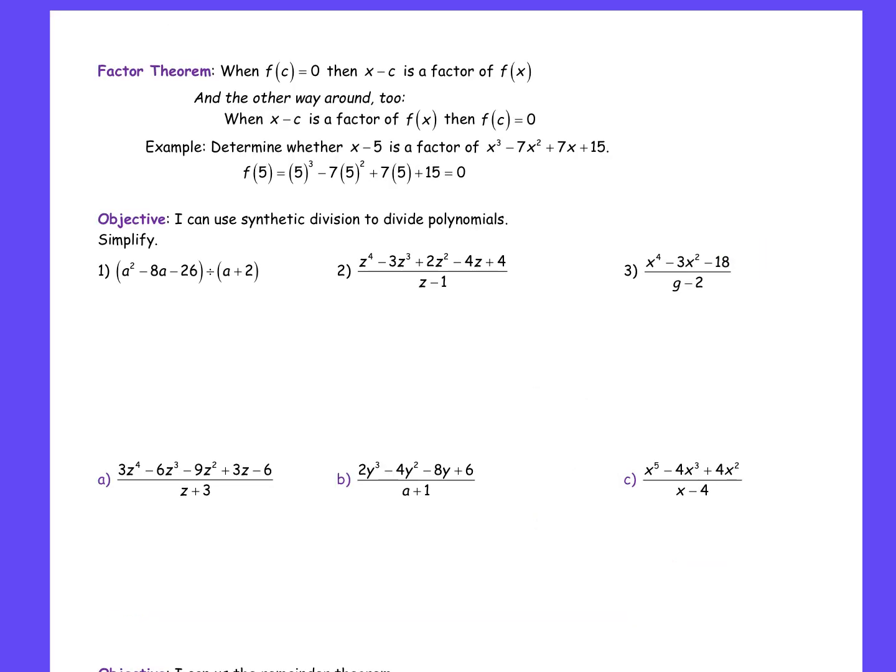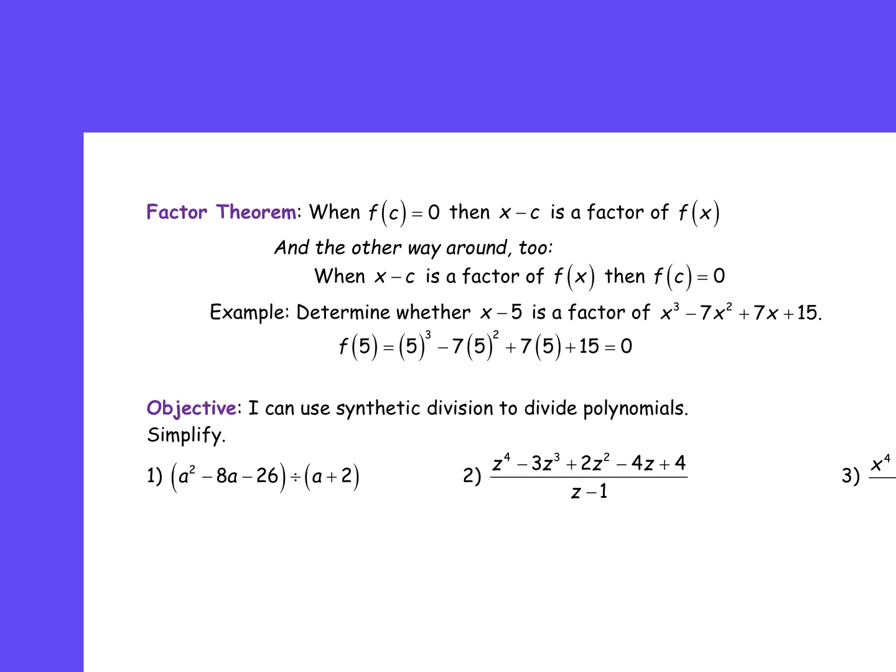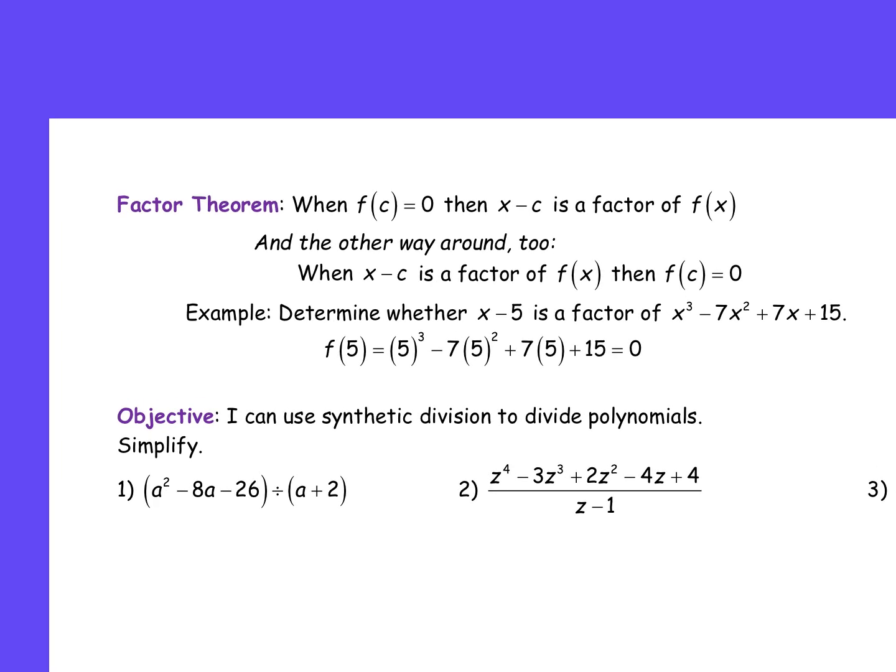To the next theorem, which is the factor theorem, which says exactly that. When f of c equals 0, then x minus c is a factor of f of x. And the other way around too. When x minus c is a factor of f of x, then f of c is 0. Is there any questions on those two things? Do we have to use this? Yeah, it's going to be on your checkpoint.